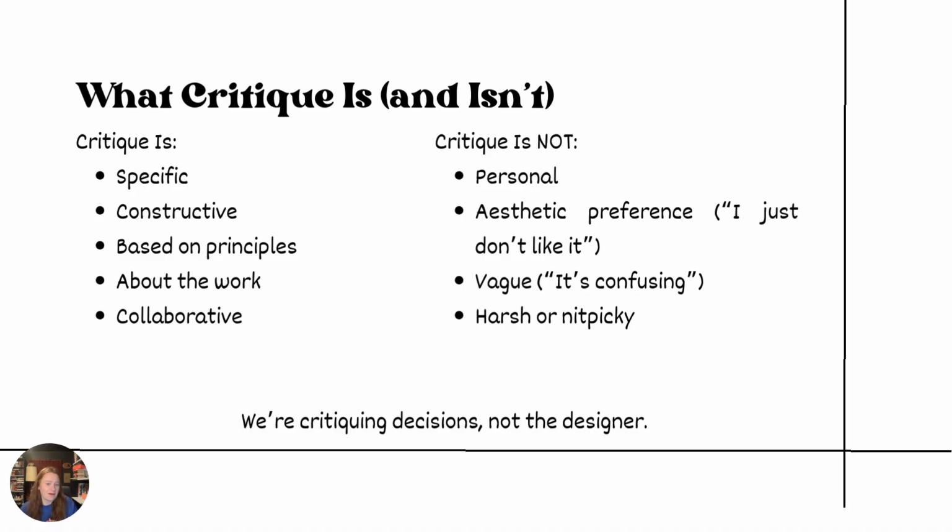And it's not vague, right? Saying "it's confusing" is not helpful in any way. What about it is confusing? Is it the size? Is it the color? Is it the placement? All of those different pieces are going to give somebody a lot more useful feedback.